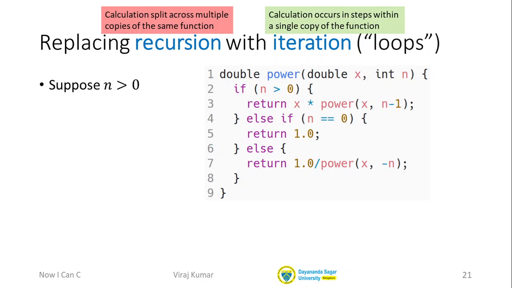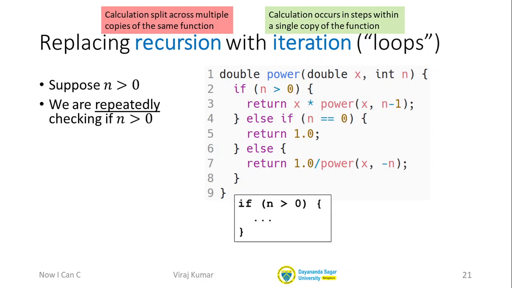And what will happen? We will make a second copy of the power function where the parameter n is now 1 smaller. And in that copy, again, we will check if n is greater than 0. So you see that we are repeatedly checking if n is greater than 0. We have this if condition on line 2, but we are doing this check multiple times, in different copies of the same function, and now we want to do everything in the same function.